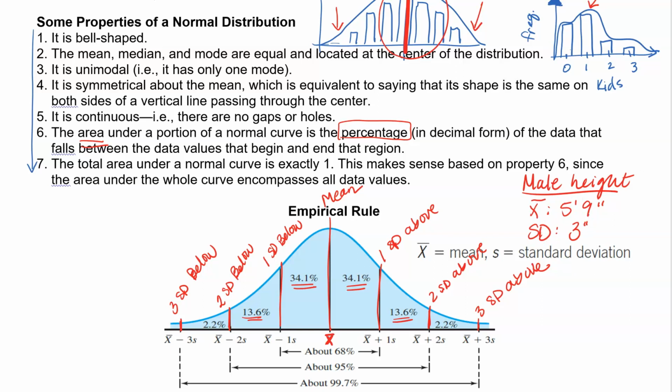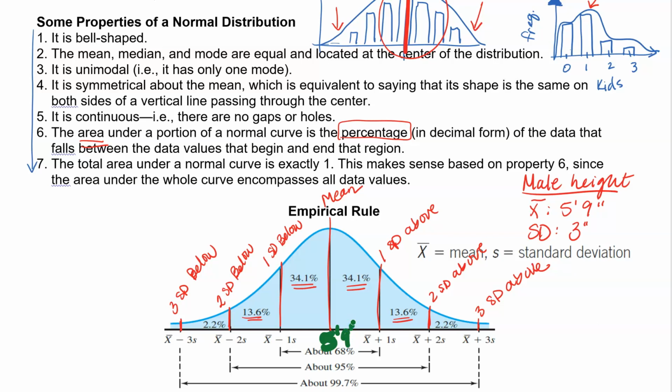Okay, let me get a different color so that I can draw these numbers on the graph. So if the average is 5 foot 9, then what we could do is we could put 5 foot 9 right here. So I'm going to say 5 foot 9 inches is going to go in the middle. So that's the average height.